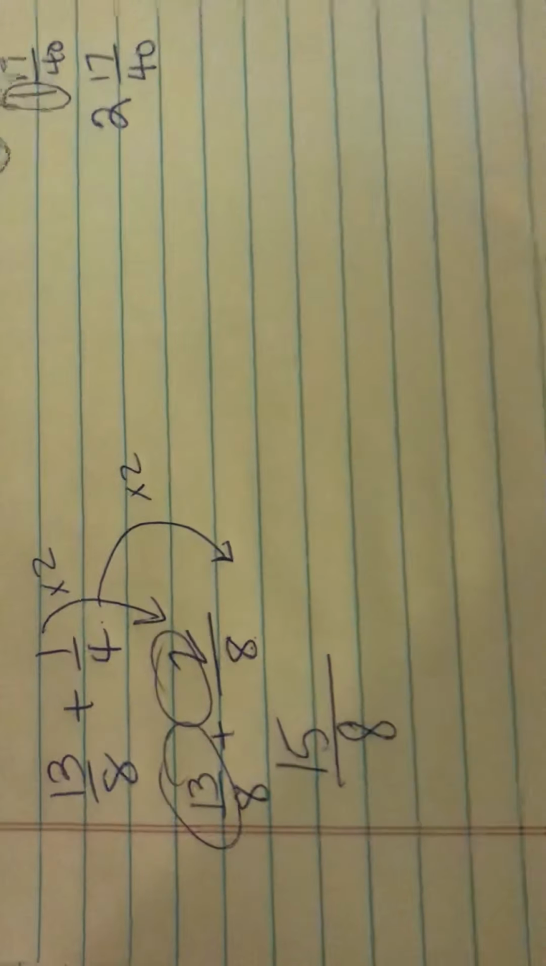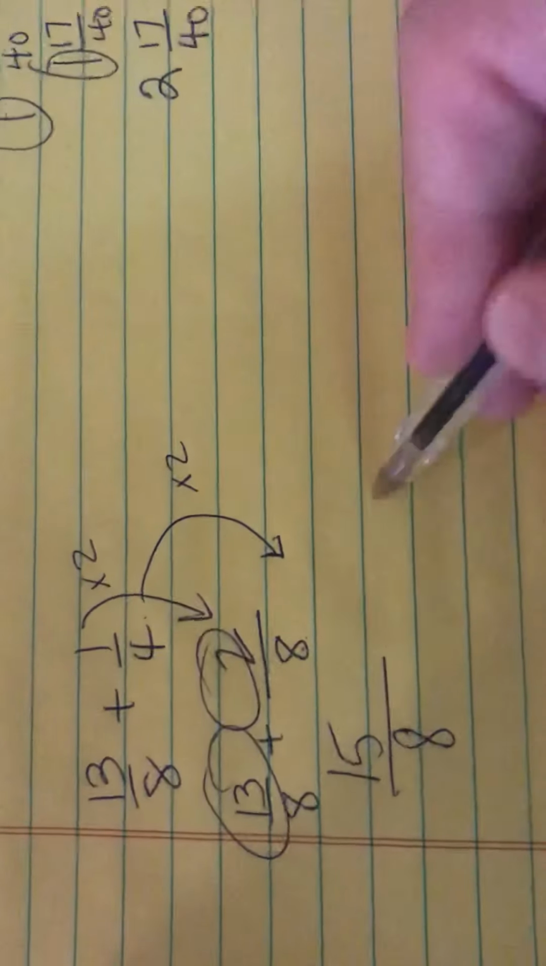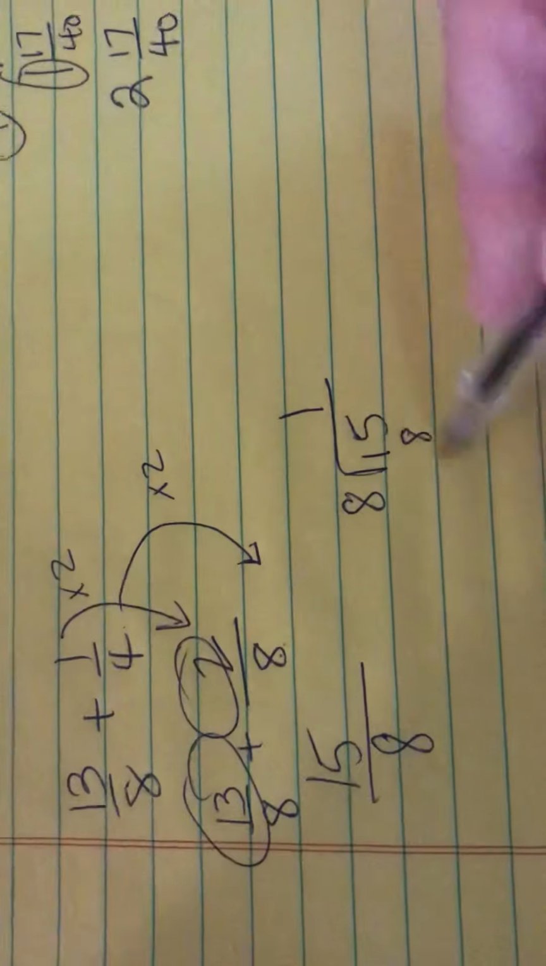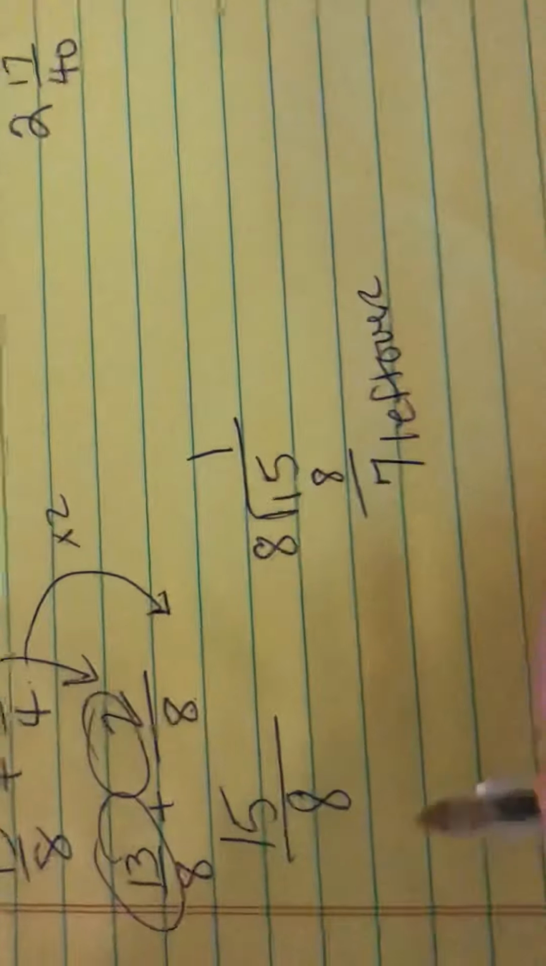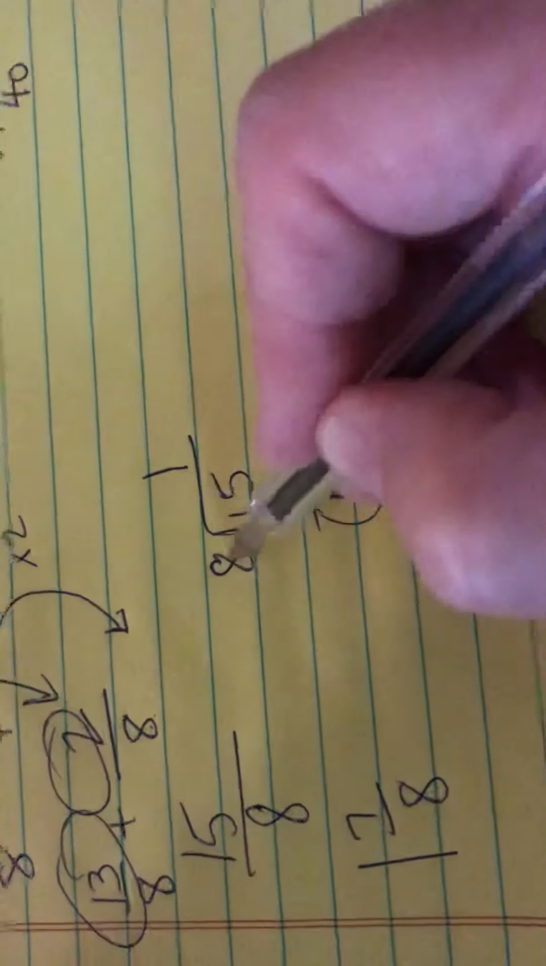15 over 8. Well, 15's bigger than 8, so we're going to change it to a mixed number. 8 goes into 15 one whole time with 7 left over. So we treat this as 1 7 over 8. Okay, I hope this helps.